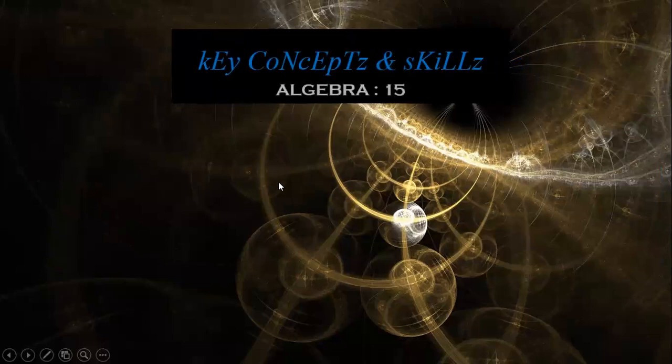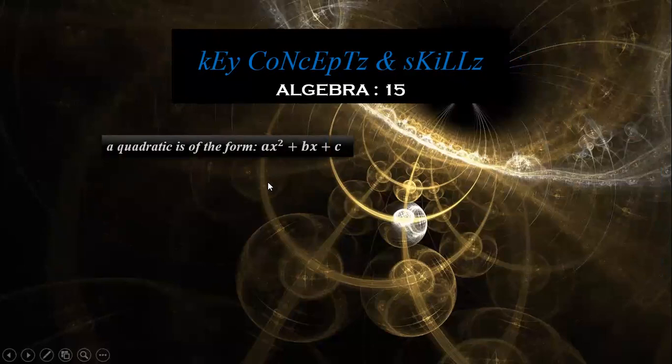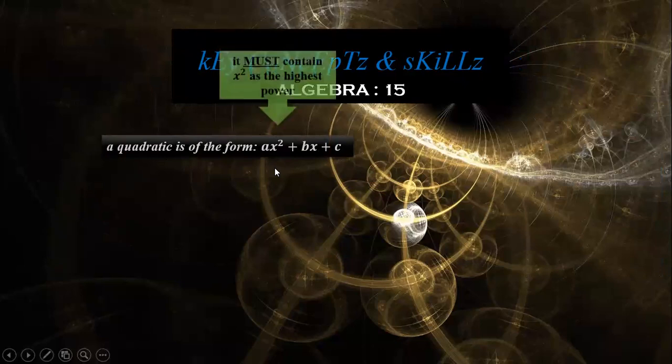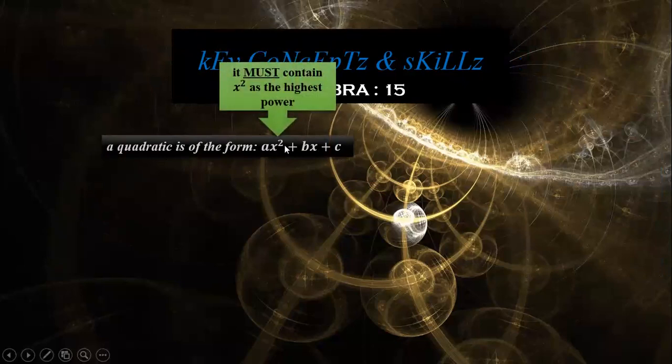Let's look at some key concepts. What is a quadratic? Anything of this form, ax² + bx + c, is a quadratic expression. And remember, in every quadratic expression, the highest power of the variable, in this case x, must be 2. That's how you know something is a quadratic. And you must ensure as well that you rearrange it in this format.